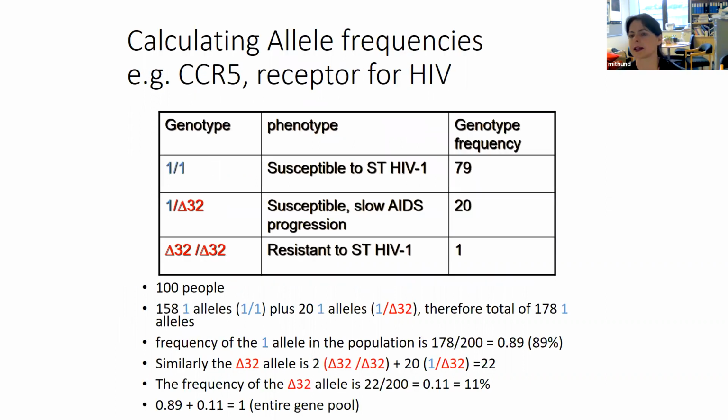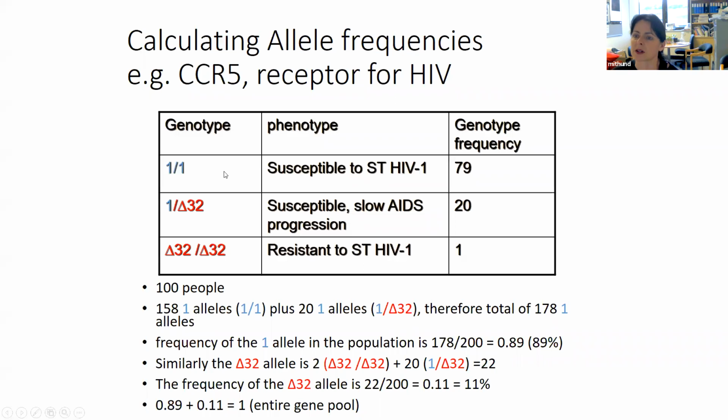So the first thing is just to get familiar with calculating allele frequencies. A lot of this is just counting. In this instance, we're using the example of a variant or polymorphism in the CCR5, which is a receptor for HIV. We have two alleles, the 1 allele and the delta 32 allele. We have the 3 genotypes, double 1 homozygote, delta 32 homozygote, and the heterozygote, and 3 phenotypes that we'd expect to correlate to each of the genotypes.